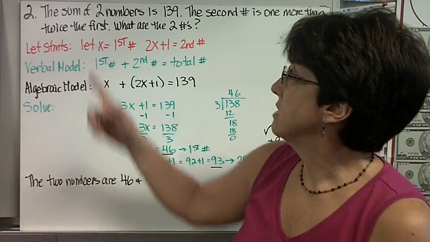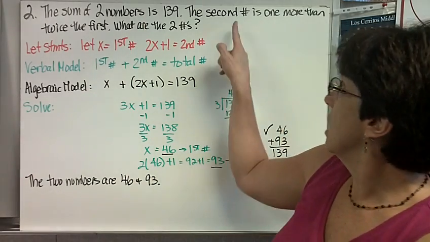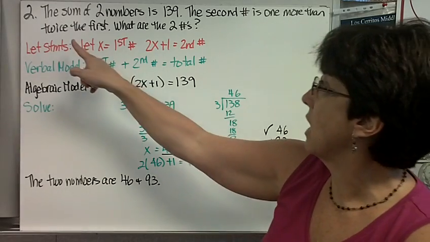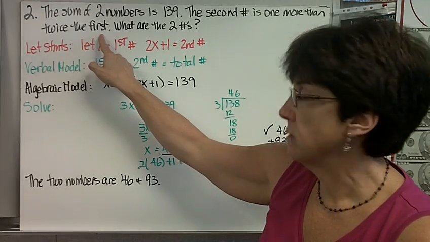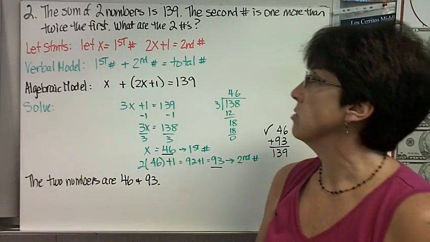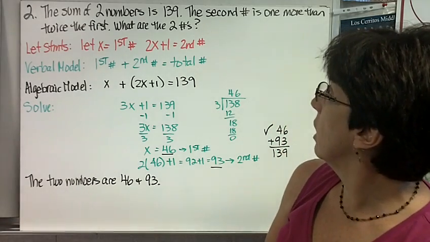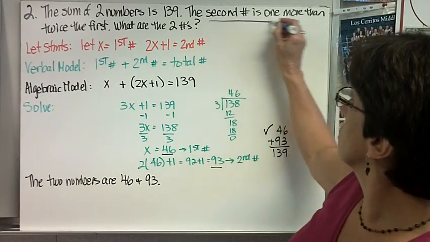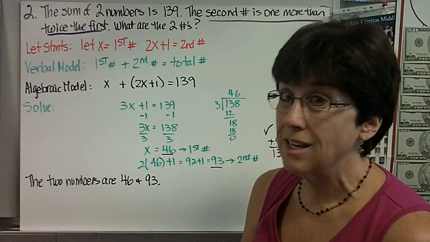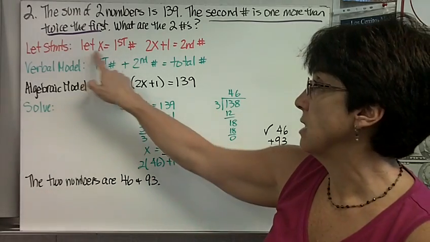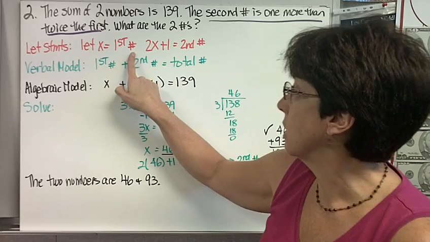Number 2, the sum of 2 numbers is 139. The second number is 1 more than twice the first. Do you remember what twice the first means? What are the 2 numbers? Okay, so we say, who do we know the least about? Well, I know the second number is 1 more than twice the first, so I know more about the second number. So I'm going to say let x equal the first number. Okay, and it's totally fine with me if you abbreviate number like this.